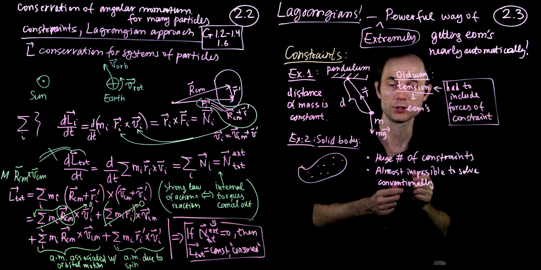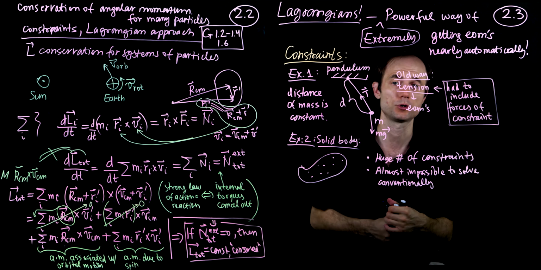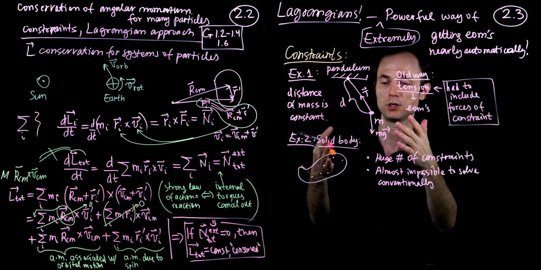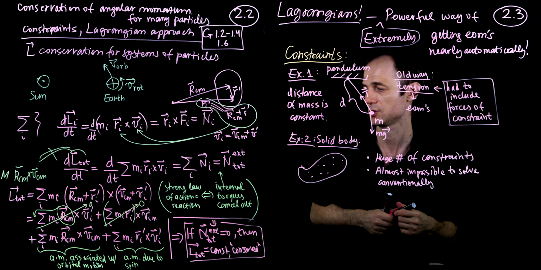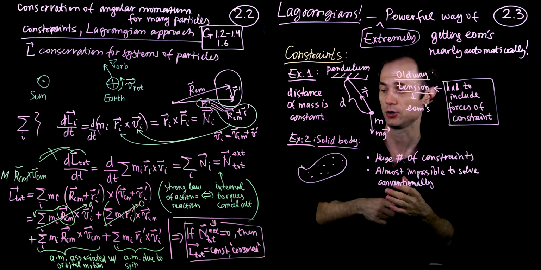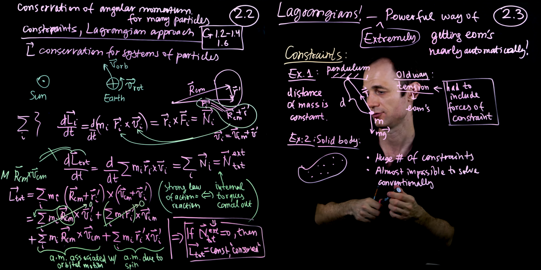Is there a way for us to try and avoid including forces of constraint, which will significantly simplify solving for the dynamics of such complicated systems? And let's try and just get a count of how the constraints affect the degrees of freedom.